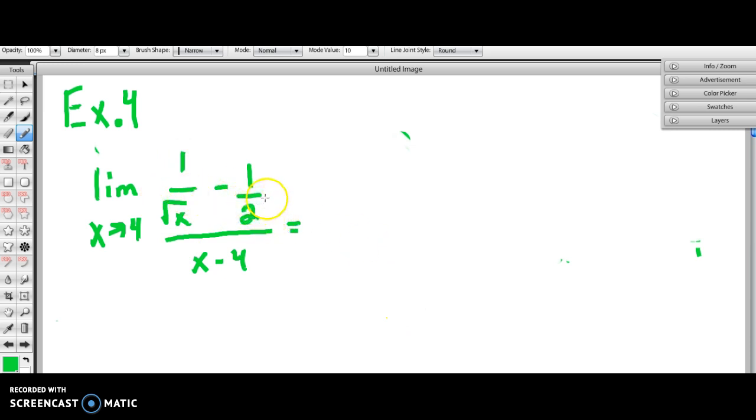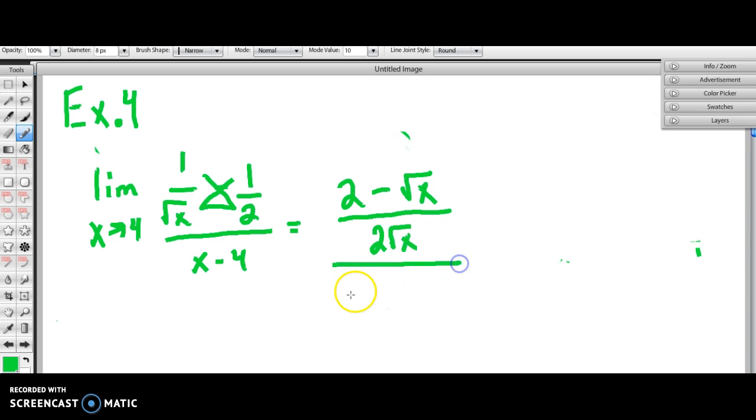We have to first get it to the point where we have a square root in the numerator and no fractions in the top. Okay, so let's first take care of this fraction. I'm going to use the pyramid method. That's 1 times 2, which is 2. Keep the middle sign, which is minus. Square root of x times 1 is square root of x, over square root of x times 2, 2 times square root of x, over x minus 4.